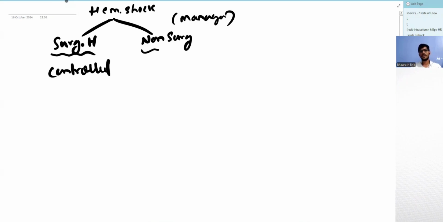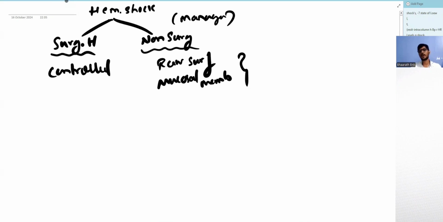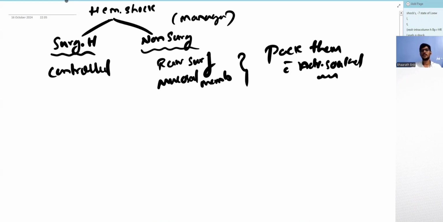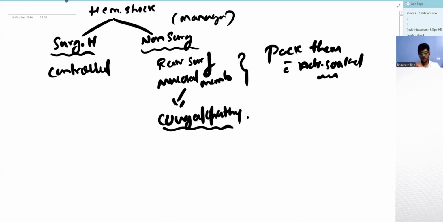But non-surgical bleed is bleed from the raw surfaces and the mucosal membranes, which cannot be controlled surgically. Right? The only thing you can do is pack it with adrenaline soaked gauze pieces. But apart from that, you cannot do anything because either it is because of coagulopathy. Most of the times it is because of the coagulopathy where you cannot manage them surgically.